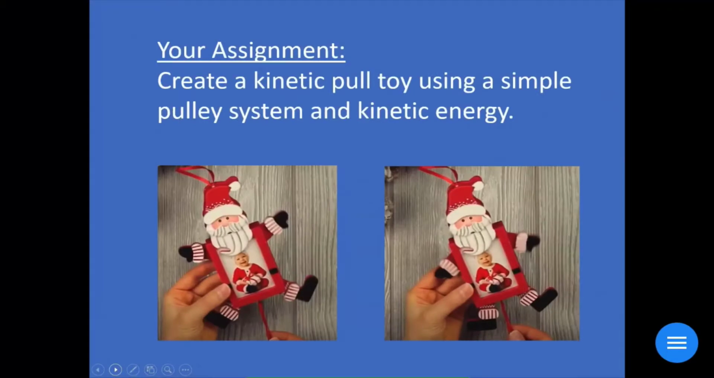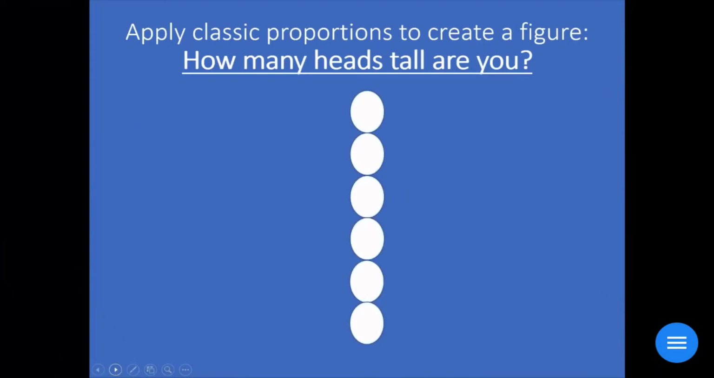For your assignment, you're going to be creating a kinetic pull toy using a simple pulley system and kinetic energy. And we're going to be applying classic proportions to create your figure. How many heads tall are you?